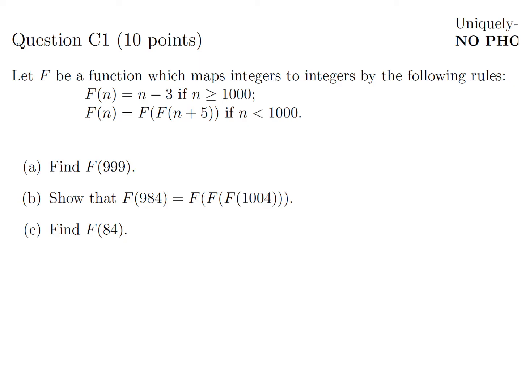Let f be a function which maps integers to integers by the following rules. F at n is n minus 3 if n is greater than or equal to 1,000. F at n is f at f at n plus 5 if n is less than 1,000. Find f at 999.